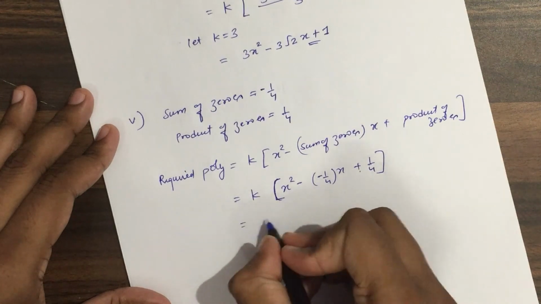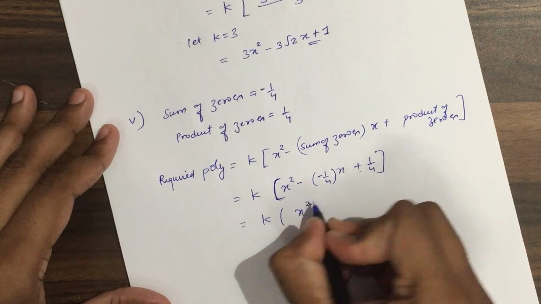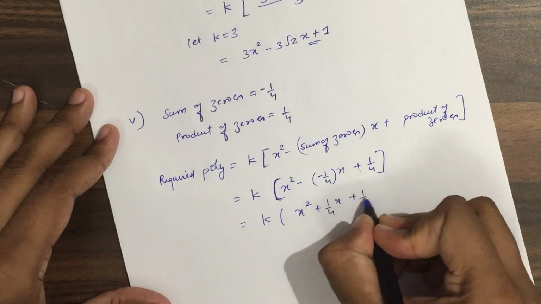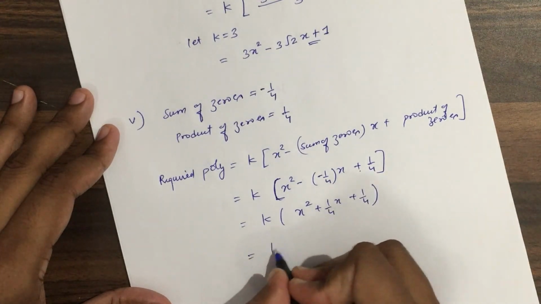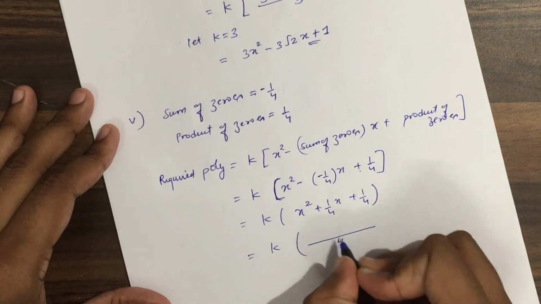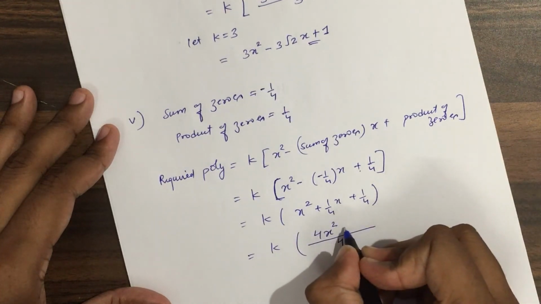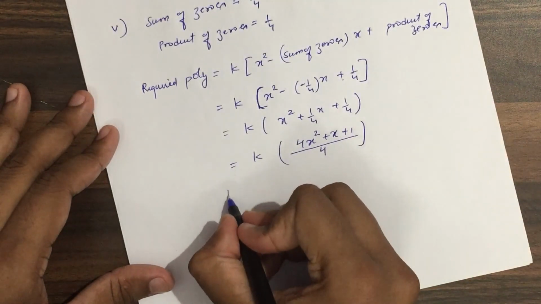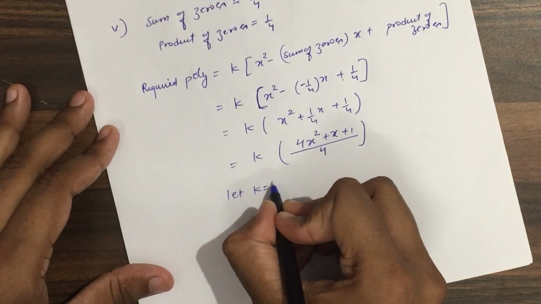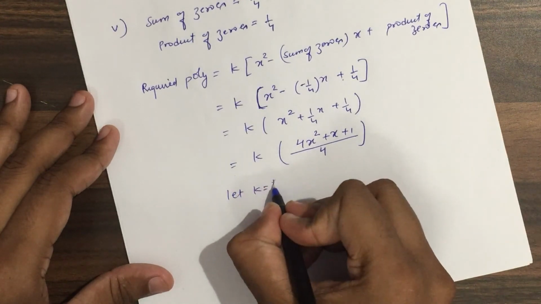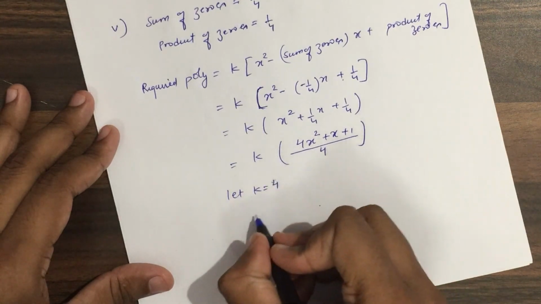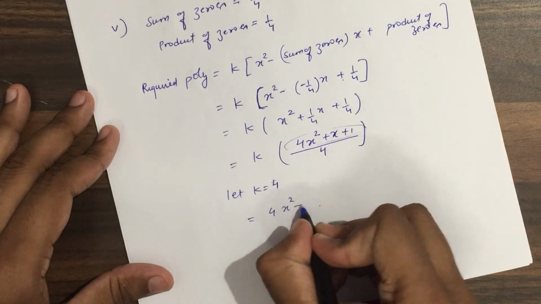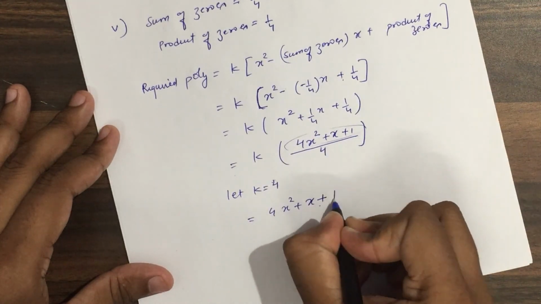Now k into x square, minus minus will become positive, it will be 1 by 4 x plus 1 by 4. Take 4 as LCM, it will become 4x square plus x plus 1. Now simply let k equal to 4. If we take k equal to 4, they both will cancel. So your required polynomial will be 4x square plus x plus 1.